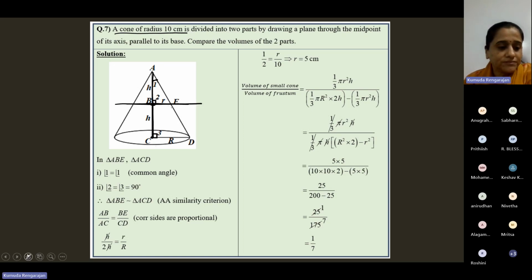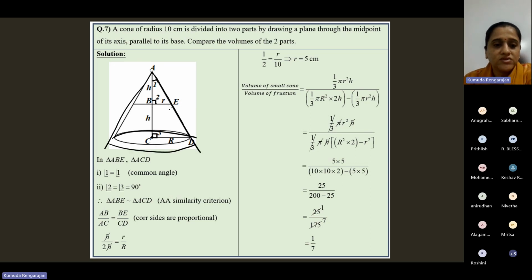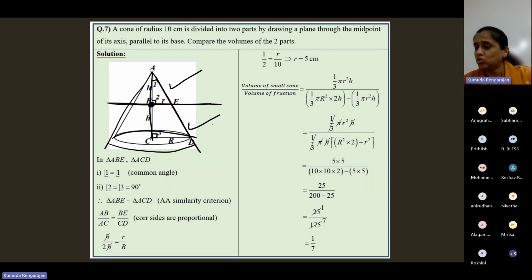There's only one cone. This is the cone in the question. This is the perpendicular height of the cone, which is called the axis of the cone. This is the midpoint of the axis. Through this midpoint, there is a cutting plane. Now, this plane goes through the midpoint of the axis, so it cuts the cone into two parts. There's one part here, there's one part here.